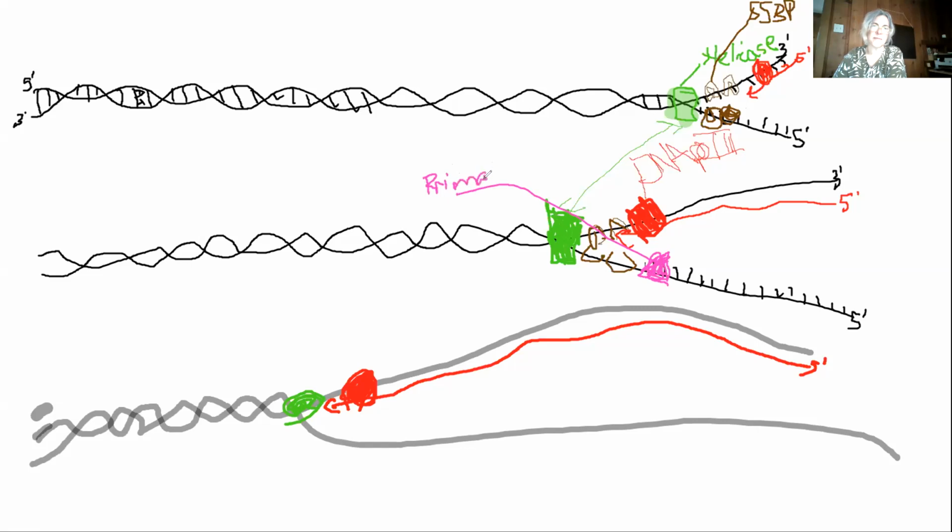P-R-I-M-A-S-E. And what primase does is it produces a short piece of RNA that is complementary to the DNA. So like I said, I'm going to make it pink. So it's like DNA, but it's not. It has different sugar in it, and it has U's, uracil, instead of T's. There's no T's in RNA.